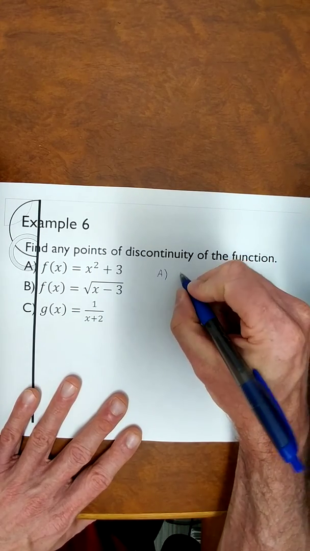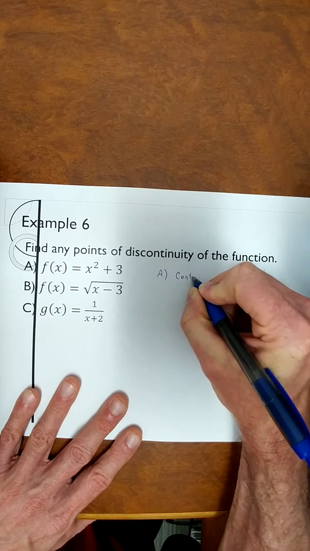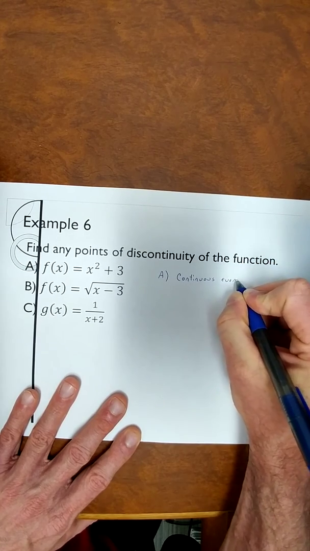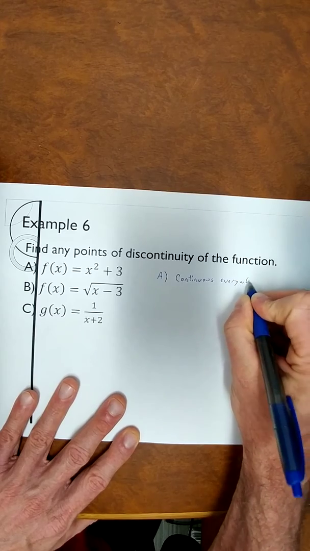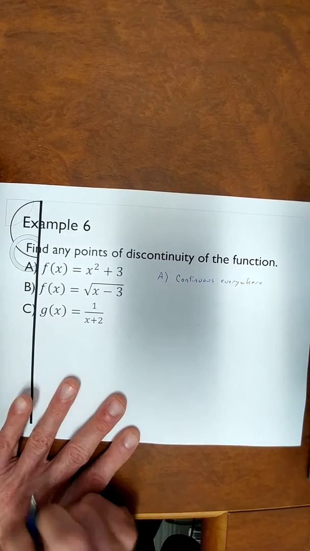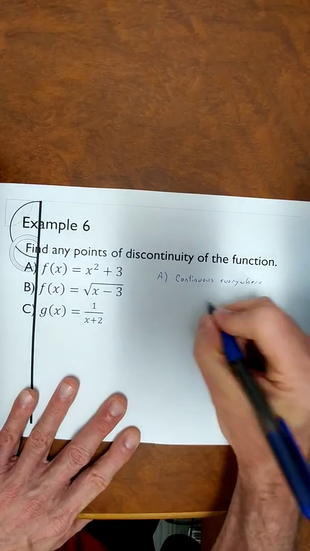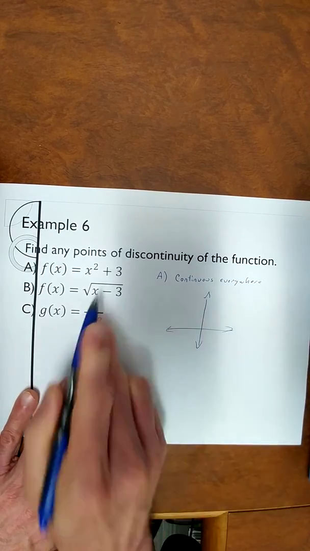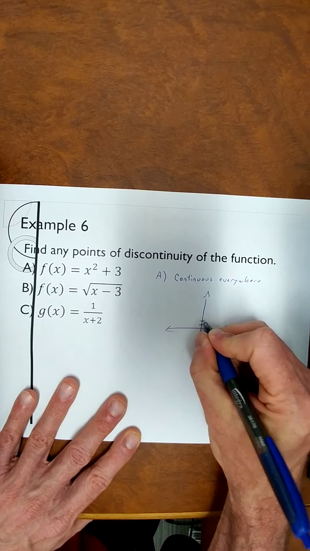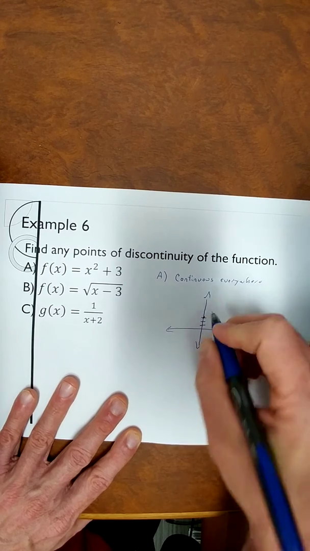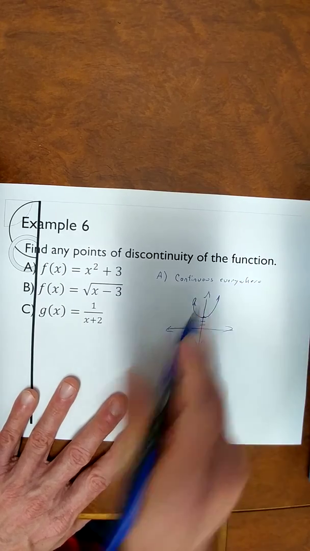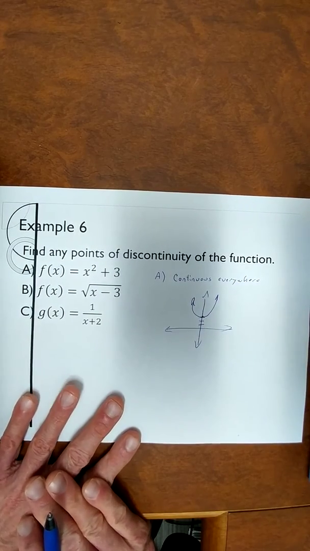So this would be continuous everywhere. Another thing you could do is graph it. And its graph would be a parabola opening up, passing through the point (0, 3). I'm just going to make a quick sketch, nothing elaborate. But that curve will be continuous.